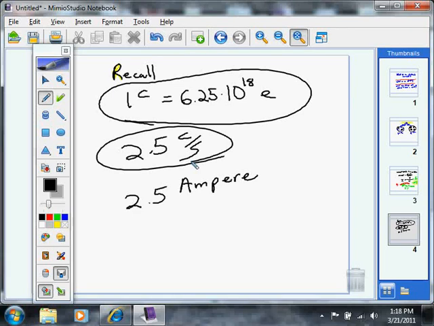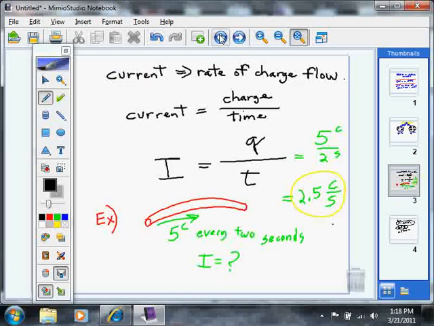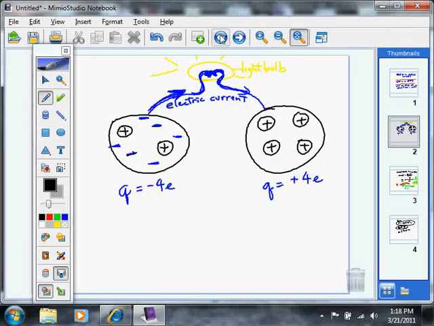So if I say ampere, you guys say coulombs per second. Ampere. Coulombs per second. Ampere. Coulombs per second. That's what I'm talking about. So the electric current measured in coulombs per second is a measure of how much charge is flowing through the wire as it goes through the light bulb from the negative terminal to the positive terminal.